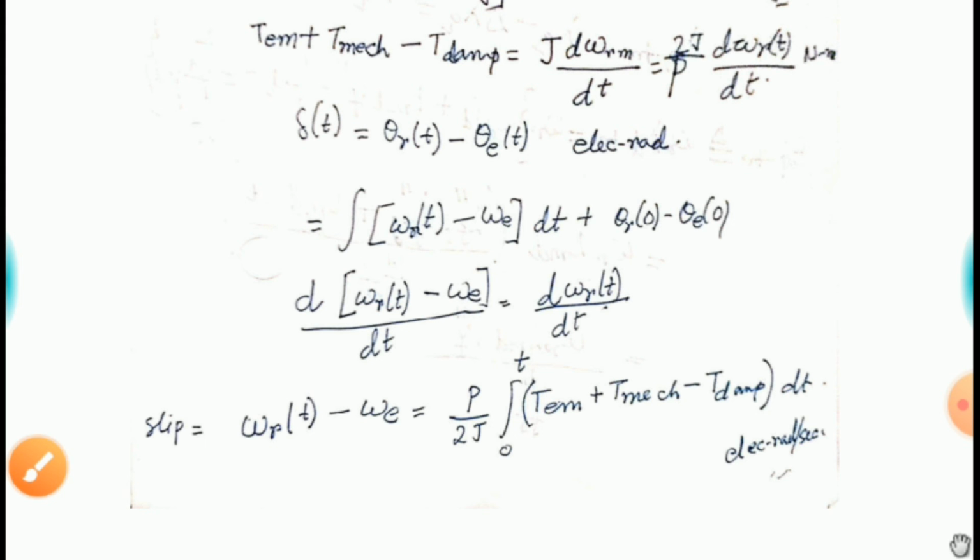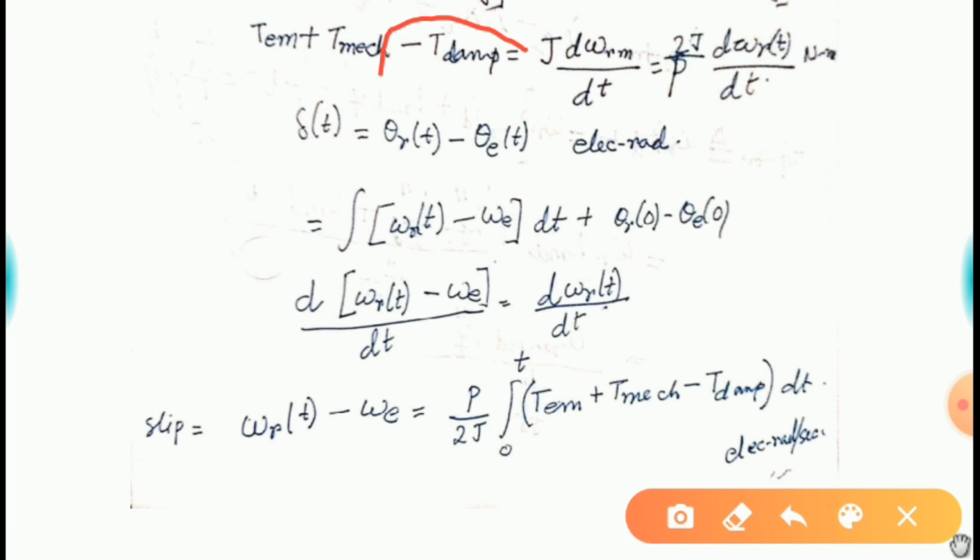Now another thing here, it is very interesting to note about this d omega r dt that I must mention. Previously we made a qualitative assessment to understand that the damper winding is always opposing any transient state or any change in our speed. But here it is very clearly evident from this equation that it is always minus T damp. So whether it is positive or negative, your T damp is always trying to oppose your rate of change of speed.